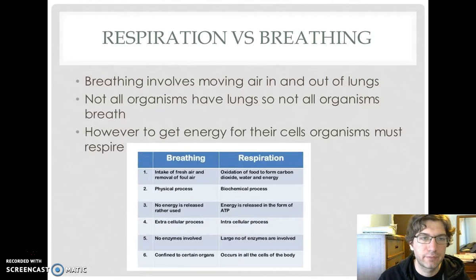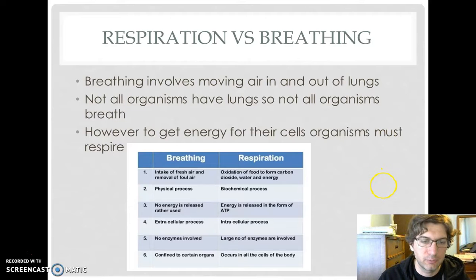So let's compare that to breathing. Breathing involves moving air in and out of your lungs. Obviously, only organisms that have lungs can breathe. So fish do not technically breathe because they don't have lungs, but they do respirate. And respiration is getting the energy from a cellular level.